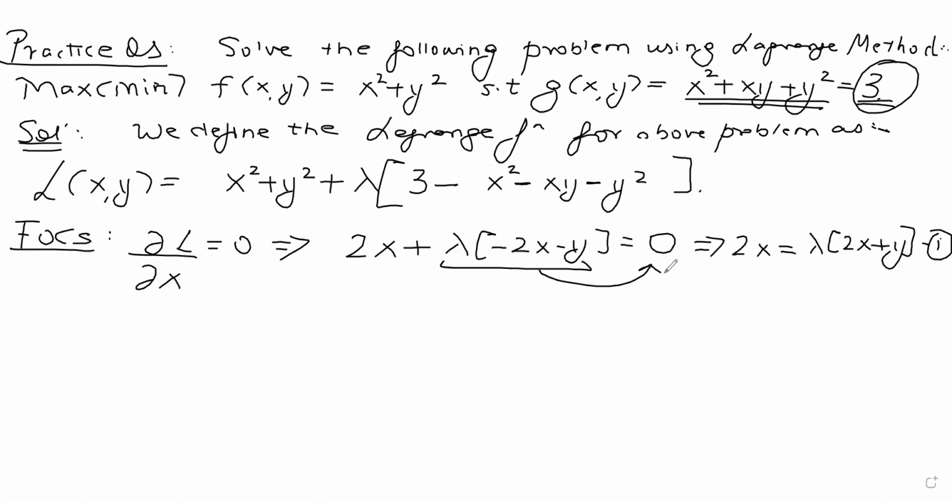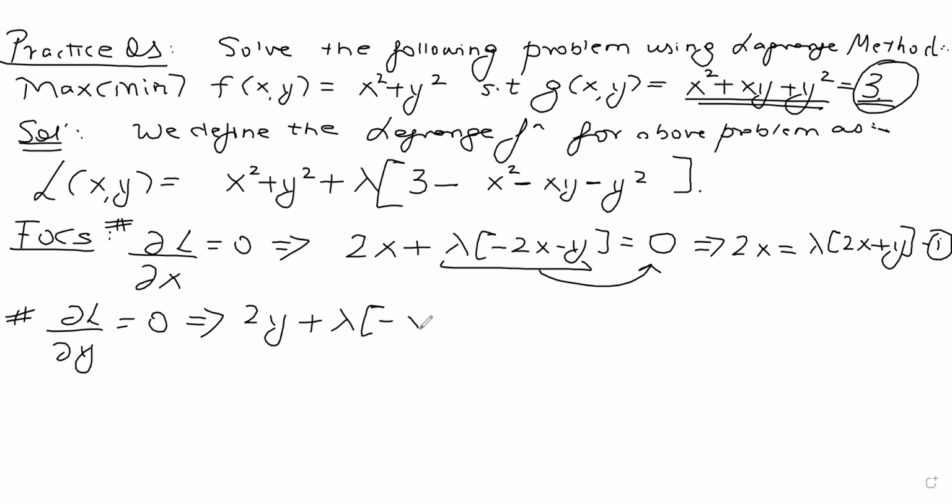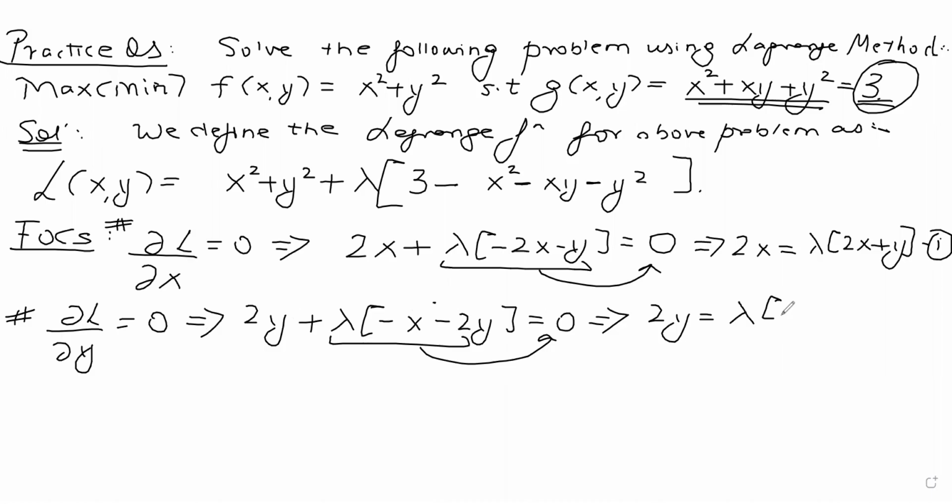Okay, then similarly I can write my next first order condition, del L by del y equal to 0, which implies 2y plus lambda times minus x minus 2y equal to 0. Again, this whole term can be taken to the right hand side. We get 2y equals lambda times x plus 2y. This is nothing but equation number 2.